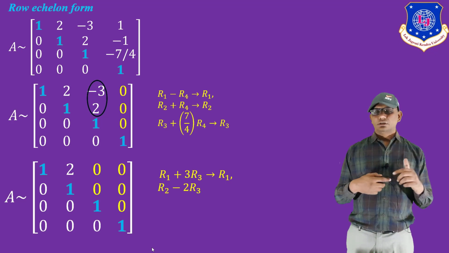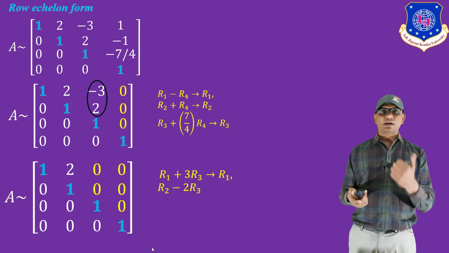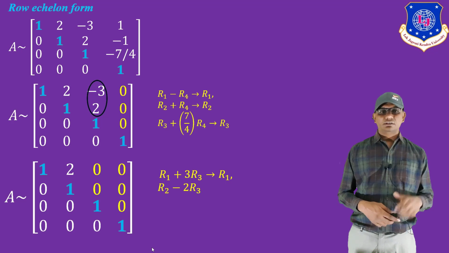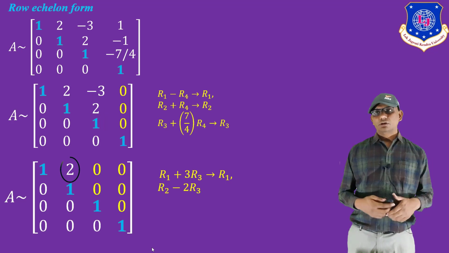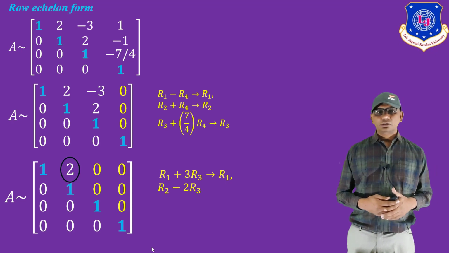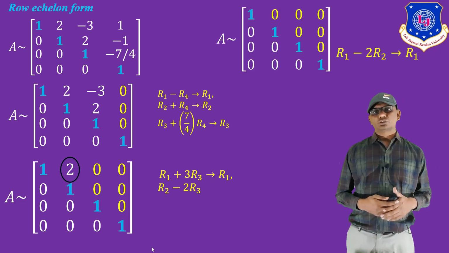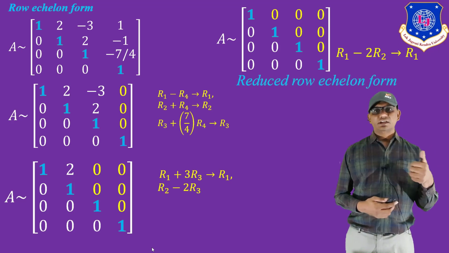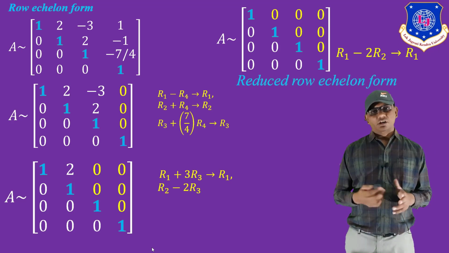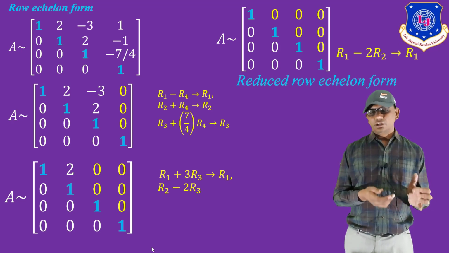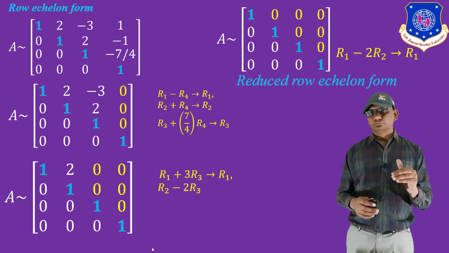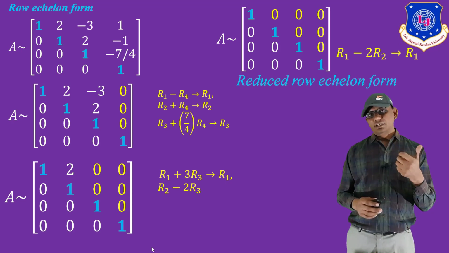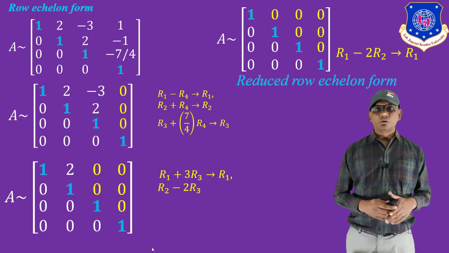We apply -2 times R3 added into R2, then we get -3 and 2 as 0 entries. Now we have to convert the 2 in the second column to 0. So we apply the operation -2 R2 plus R1 on R1, then we get the reduced row echelon form of our original matrix. So here we first convert into the row echelon form, and then we set all the entries above the leading elements to 0 using row operations.